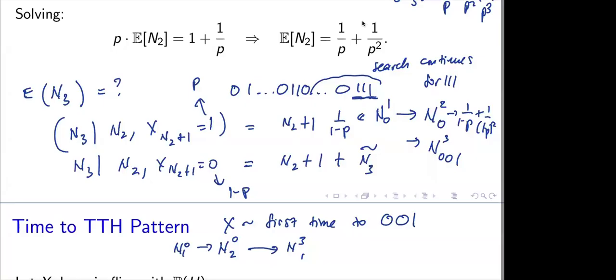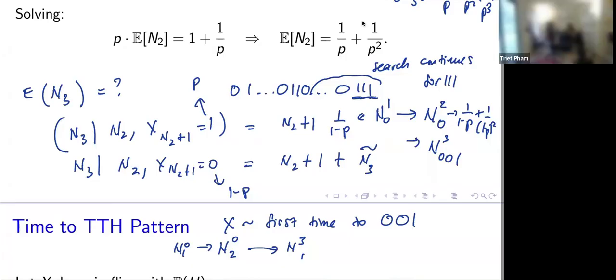My new idea was just that, if you do a first time to 001, you can just repeat trials where it's zero, first success, and the first one that's length 3 would be the first TTH. Right. Okay, can you be more concrete?